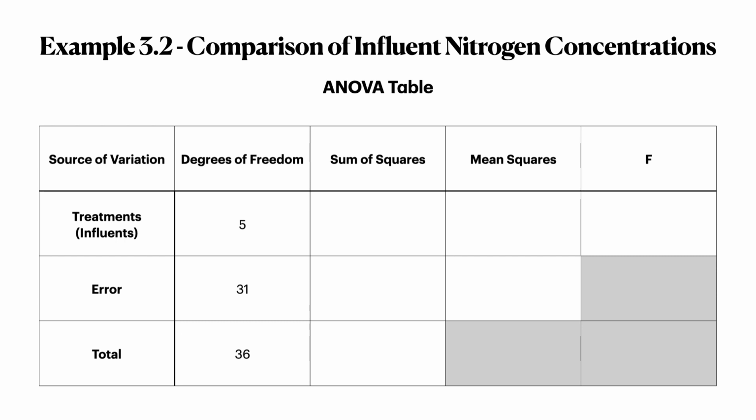And so now we can fill in the sum of squares column of the ANOVA table. And so the total sum of squares is 3244.97297. The treatment sum of squares is 1925.19361. And the sum of squares for error is equal to 1319.77937.